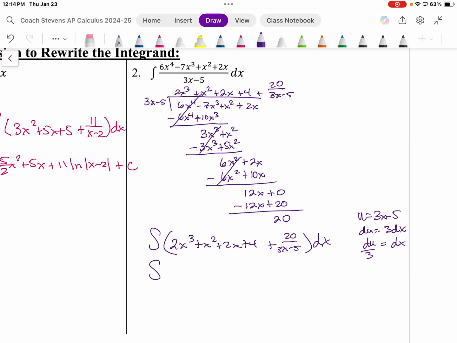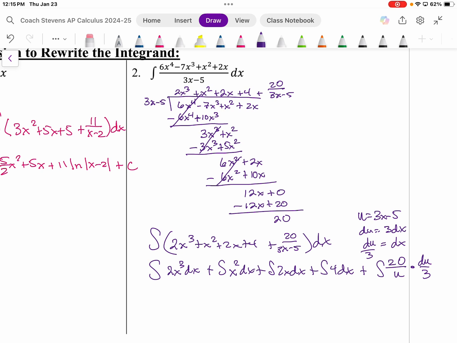Again, we can split this up into parts, so we're allowed to split this up as the integral of 2x cubed dx plus the integral of x squared dx plus the integral of 2x dx plus the integral of 4 dx plus the integral. Now, this is where I'm going to do my u substitution. 20 over u times du over 3. So that's where I'm substituting in the du over 3.